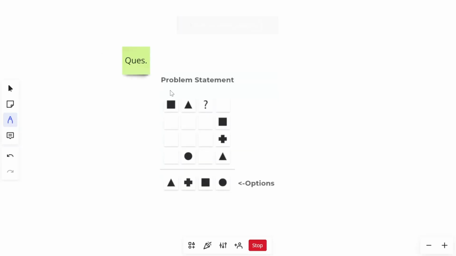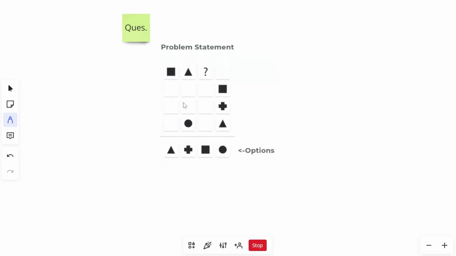Let's look at this question. So in this question, we have this problem statement where we need to find out in place of the question mark, which of the given symbols will come. Okay, so let's try to solve this. Before that, if you want to understand how this logic works, I would suggest that please pause for a second, try to think on your own, and then you can proceed with it.